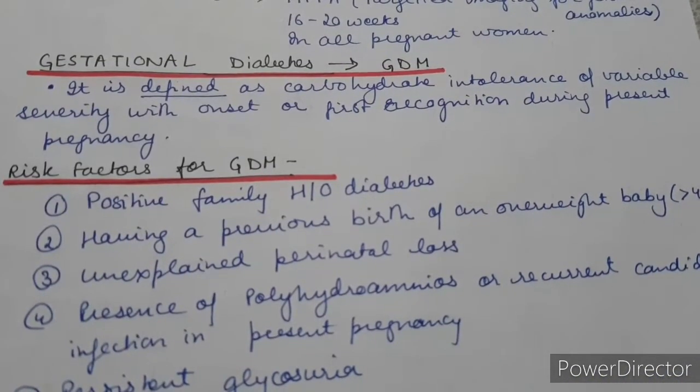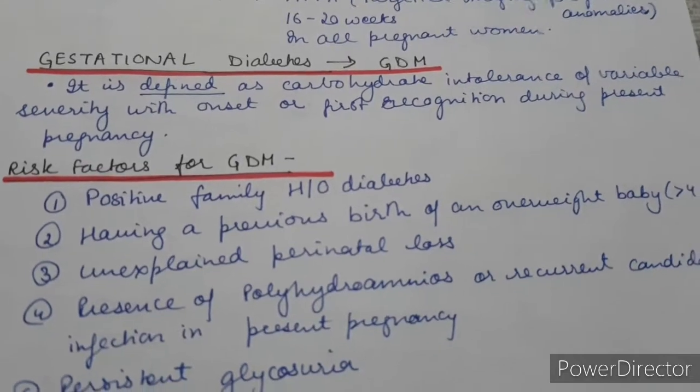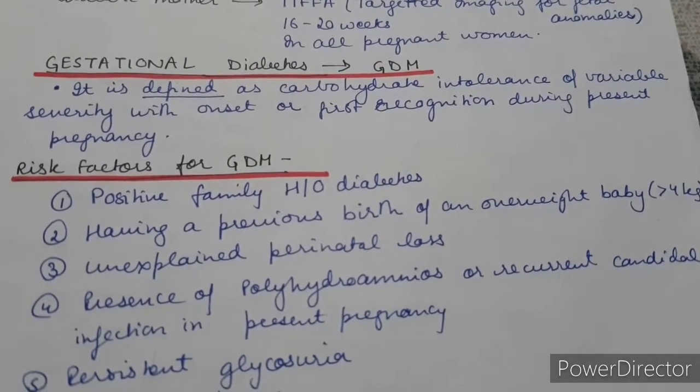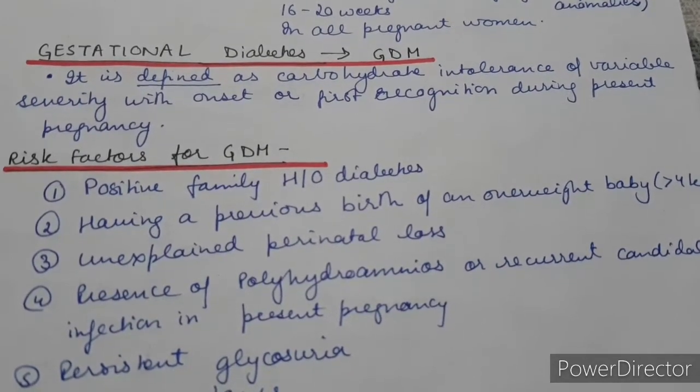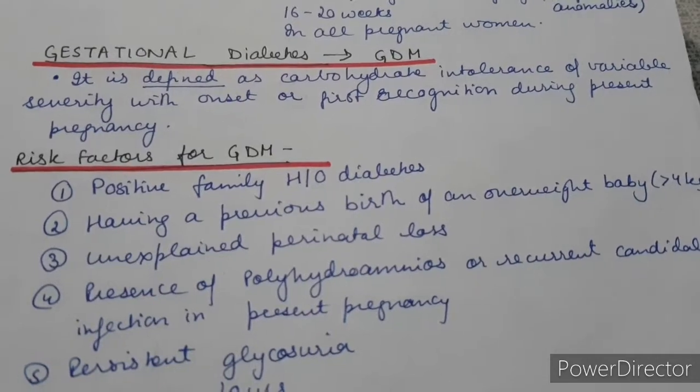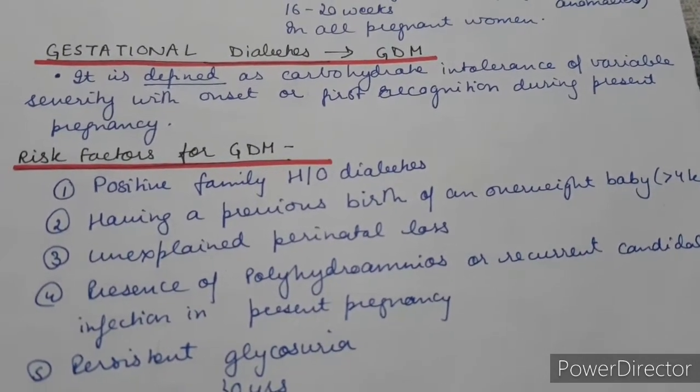So now we come on to gestational diabetes, that is GDM. It is defined as carbohydrate intolerance of variable severity with onset of first recognition during the present pregnancy. Okay. So this is the definition, not more to understand, you have to learn this.